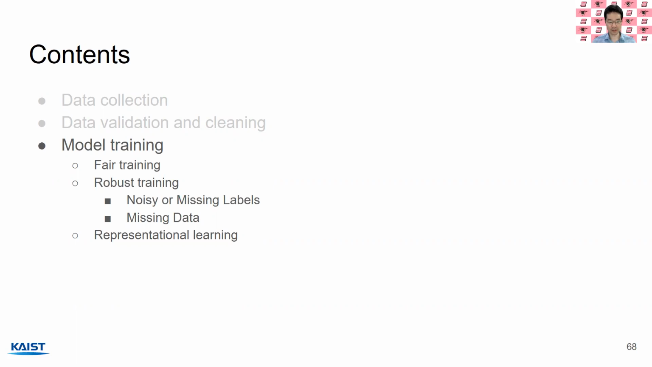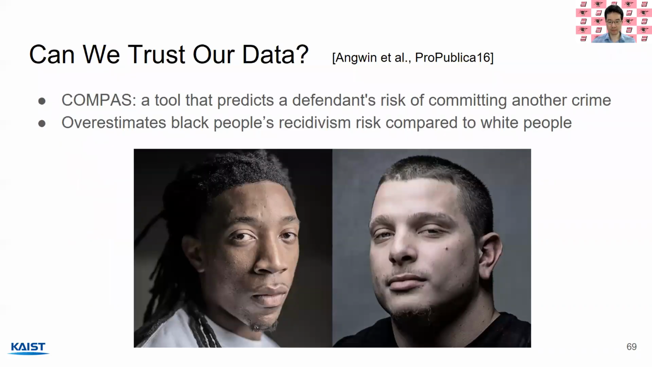So part 3 is model training. I will cover fair training, and Jae-Gil will cover robust training and representational learning. Until now, I was talking about data validation and data cleaning, but there's still no guarantee that your data is perfectly fine before model training. You may still have to cope with data bias and poisoning during the model training.